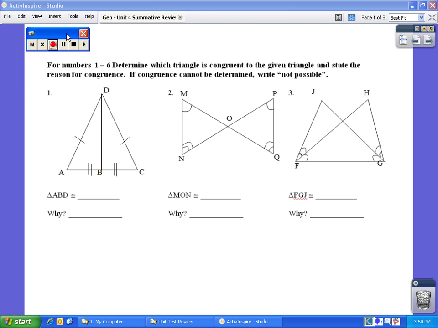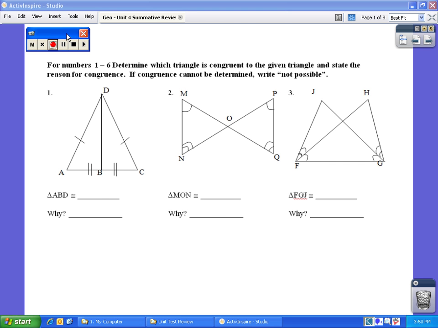So remember, I don't want you to take your blank summative review and just fill in as I go along. I want you to try the problems first, then check your answers with my answers. That's the best way to study for this test. So let's take a look at 1 through 6. Determine which triangle is congruent to the given triangle and state the reason for congruence. If congruence cannot be determined, write not possible.